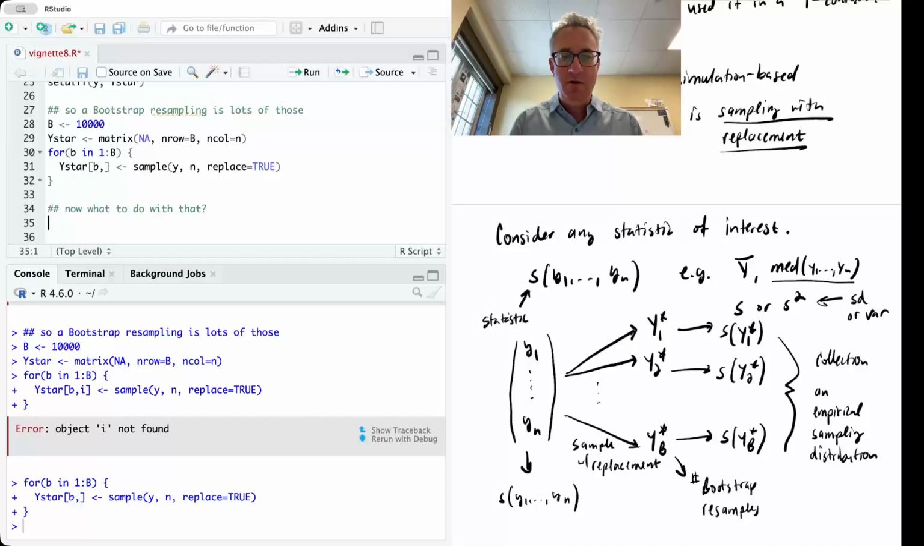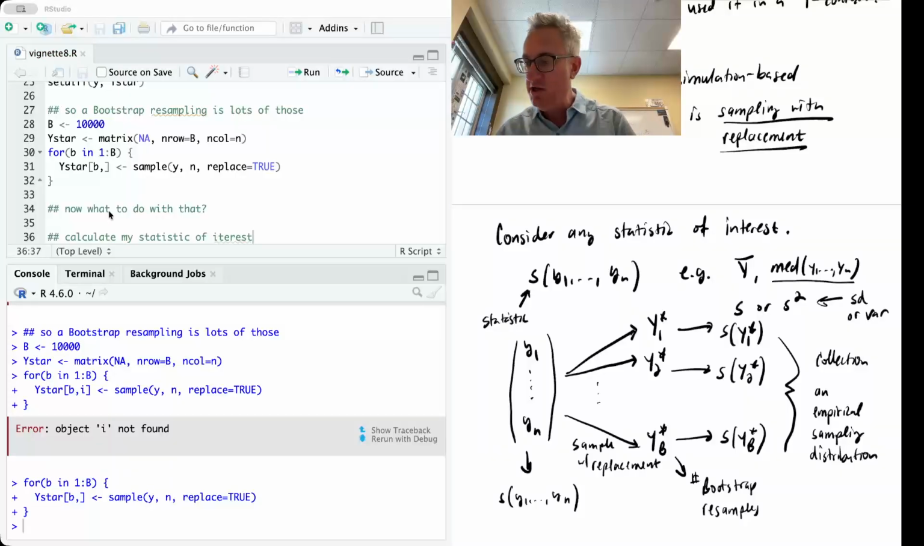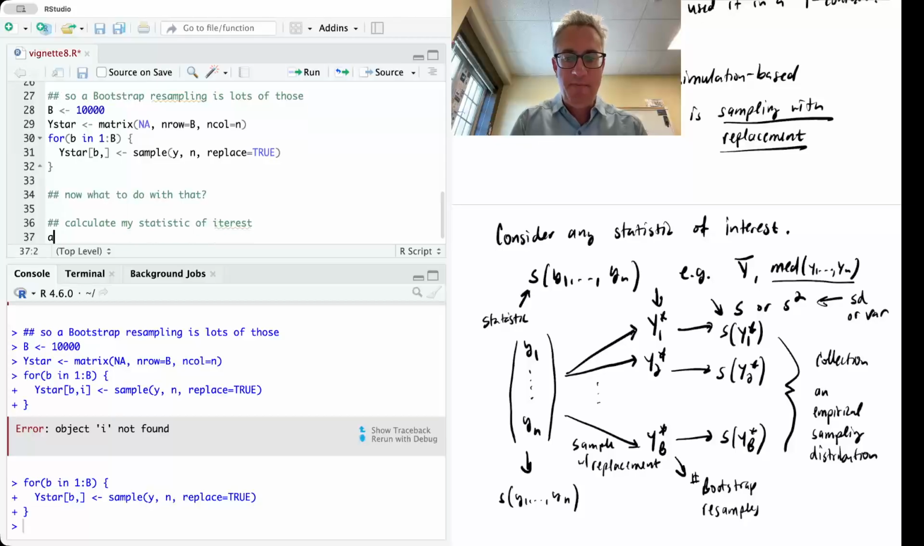So I could calculate my statistic of interest. So just following along in our diagram, right? I just did the sampling part, and now I'm going to do the calculating of the statistics part. Okay? So I'm going to do apply, which lets me give a matrix, and I'll apply over the rows of that matrix the statistic median that I'm interested in. So these are my Y meds.